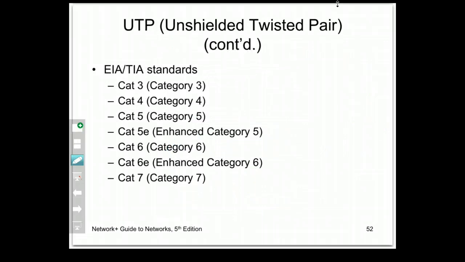There are the categories again, category 3 to 7. The difference is definitely going to be in quality, okay? From 5 up, you're going to have higher quality in 5E than in 5, higher quality in 6 than in 5E, and so on and so forth. What I mean by quality is the sheath is a little thicker. The plastic around the copper might be a little thicker, just to help with noise resistance. The twisting's a little bit better.